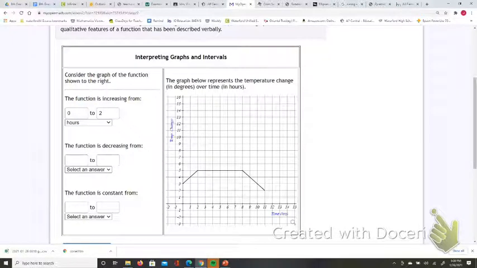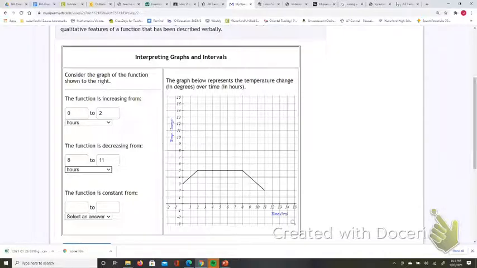Now it says the function is decreasing from. Where is the function decreasing? If I look at my function, it is decreasing from here to here. This is 8 hours and this is 11 hours. So it is decreasing from 8 hours to 11 hours. Then where is the graph constant?